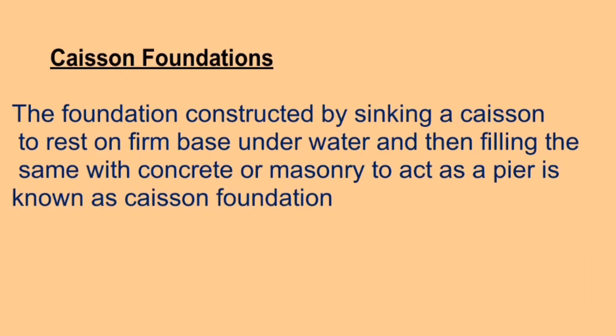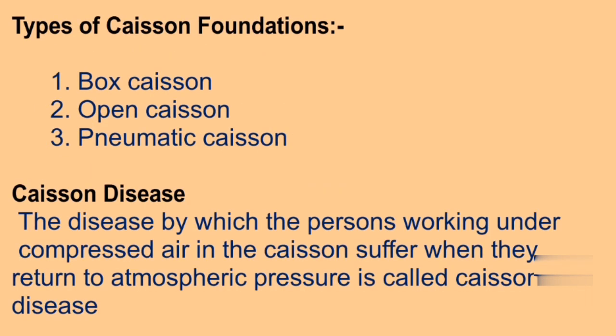And what is a caisson foundation? The foundation constructed by sinking a caisson to rest on a firm base under water and then filling the same with concrete or stone masonry to act as a pier is known as caisson foundation. Types of caissons. First one, box caisson. The caisson in the form of an airtight vessel without top, floated to the site and sunk to rest on a firm base, is called a box caisson.